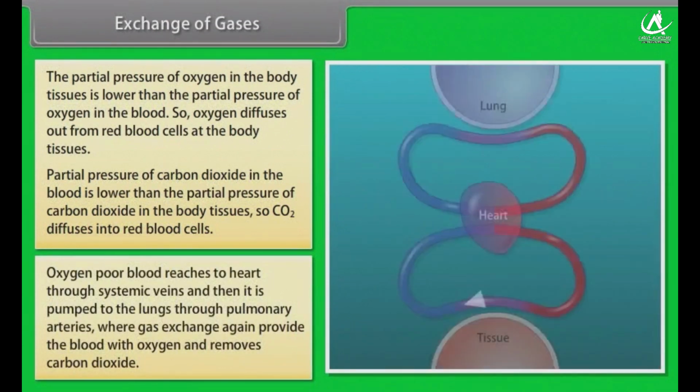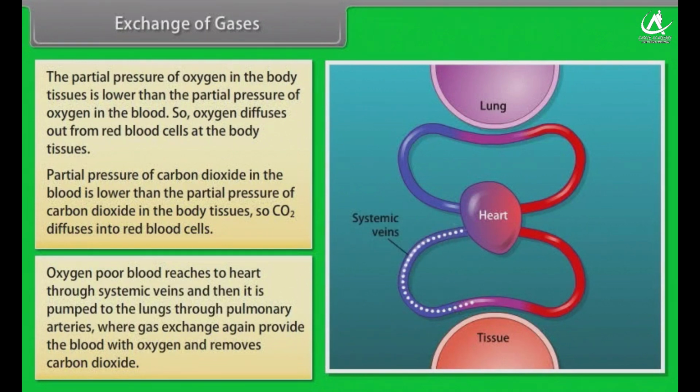Oxygen-poor blood reaches the heart through systemic veins and then it is pumped to the lungs through pulmonary arteries, where gas exchange again provides the blood with oxygen and removes carbon dioxide.